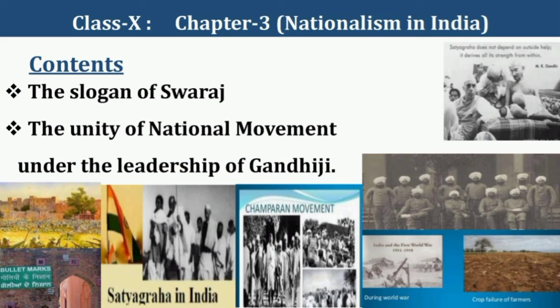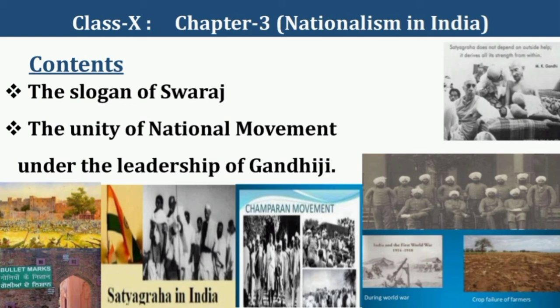And one more important social issue was untouchability. We know that from the very beginning, the society was divided into varnas, and as a result, the untouchables or the depressed classes, as they were called at that time, were suffering a lot in the society, and Mahatma Gandhi wanted to do the maximum to uplift them.